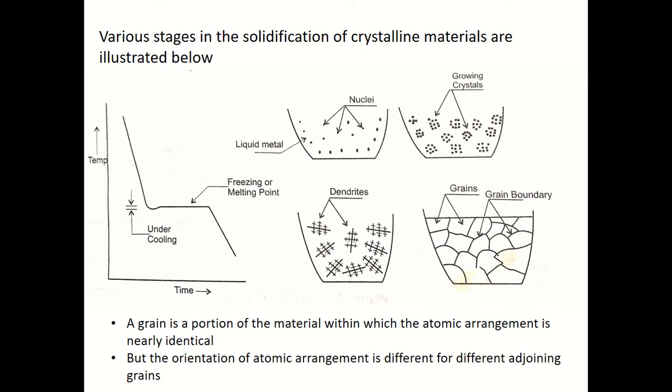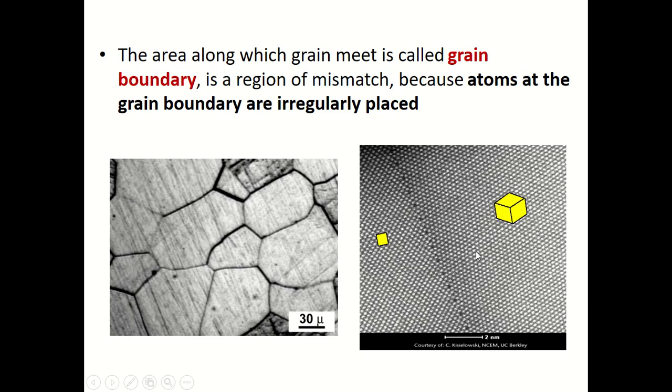Another important point: maybe it is drawn like a 2D image, but actually it is a 3D one, as you know from how a crystalline solid is formed. So the area along which the grains meet is called the grain boundary. It is called the region of mismatch because the atoms at the grain boundary are irregularly placed.